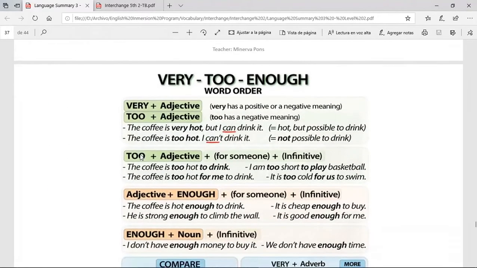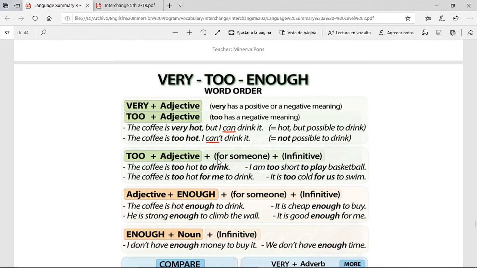Let's continue. So we have very, too, and enough, okay? Very can be used with an adjective as well as too, but very plus adjective has a positive or negative meaning. Too has a negative meaning only, okay? Very can be good or bad because it can be very good or very bad. But too is always negative. The coffee is very hot, but I can't drink it. Hot, but possible to drink. The coffee is too hot. I can't drink it. If the coffee is too hot, it's not possible. It's negative, okay?